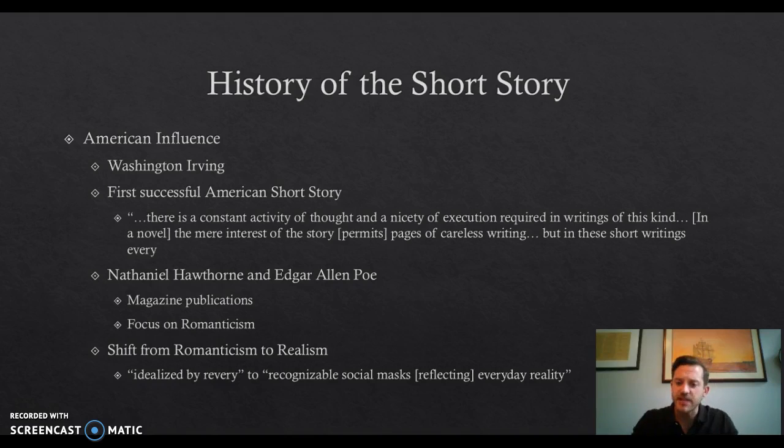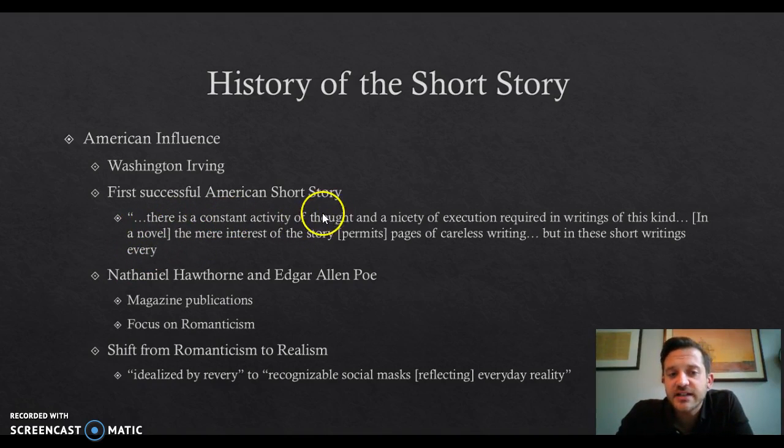So at this time, in the early 1800s, early to first quarter of the 1800s, Washington Irving began to write short fiction, and he is credited with having the first successful American short story. And this is a quote regarding this.